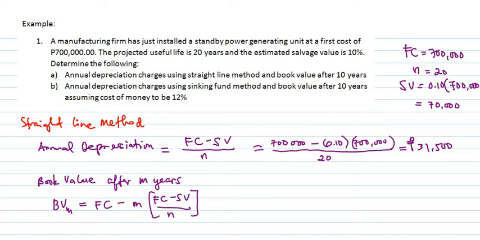Now how about the book value after M years. So we have here the book value after 10 years. So our M here is 10. So when we substitute that value to this formula, then we will have our first cost, which is equivalent to 700,000, minus M, that is after 10 years, so we have here 10, and then of course our annual depreciation, which is equivalent to 31,500. So that is equivalent to 385,000.